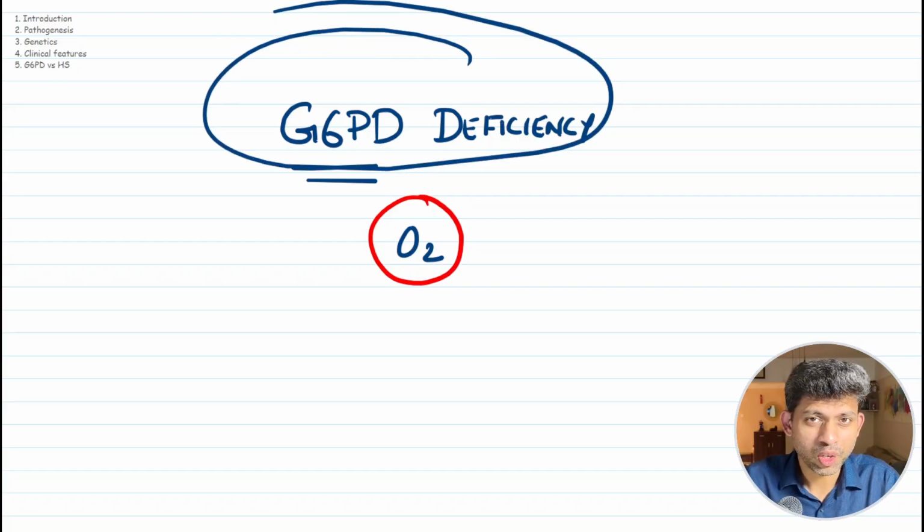In this video, we'll look at what happens in G6PD deficiency, what are the clinical features, a little bit about the genetics, and in the end, a comparison between hereditary spherocytosis and G6PD deficiency.